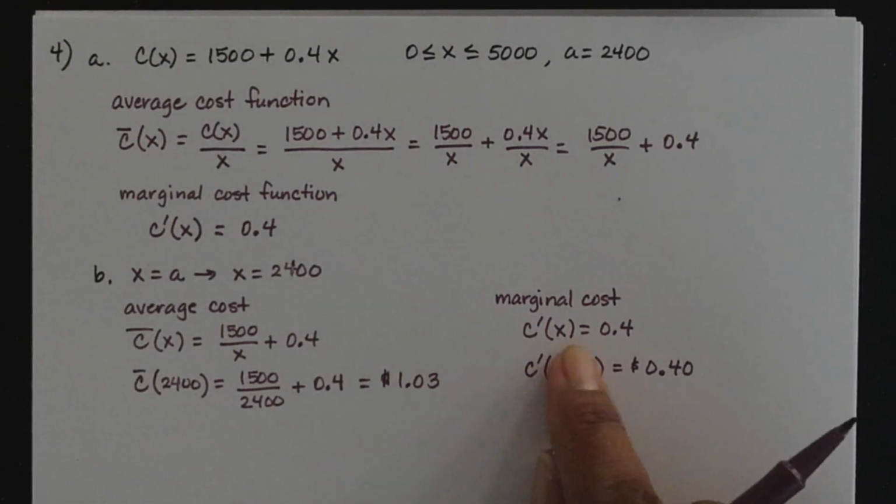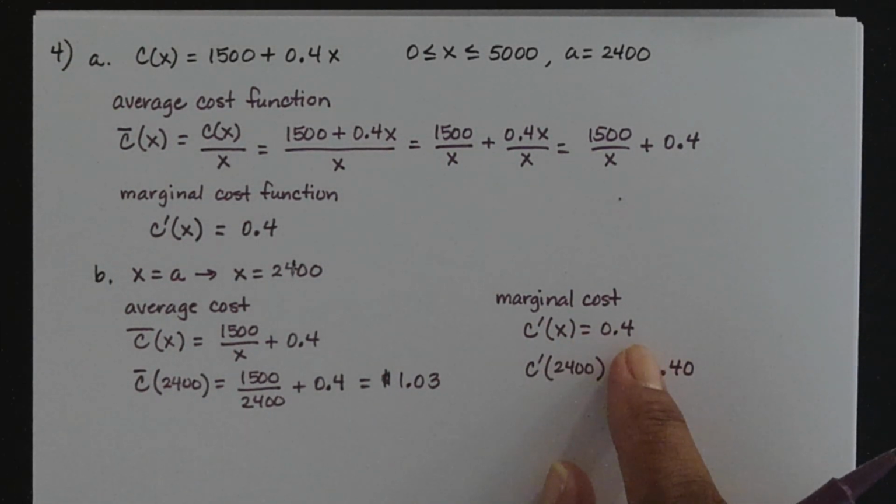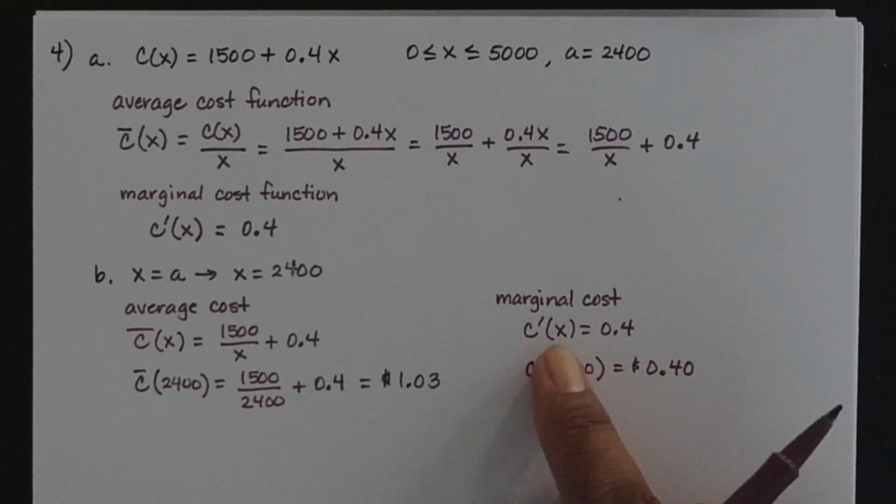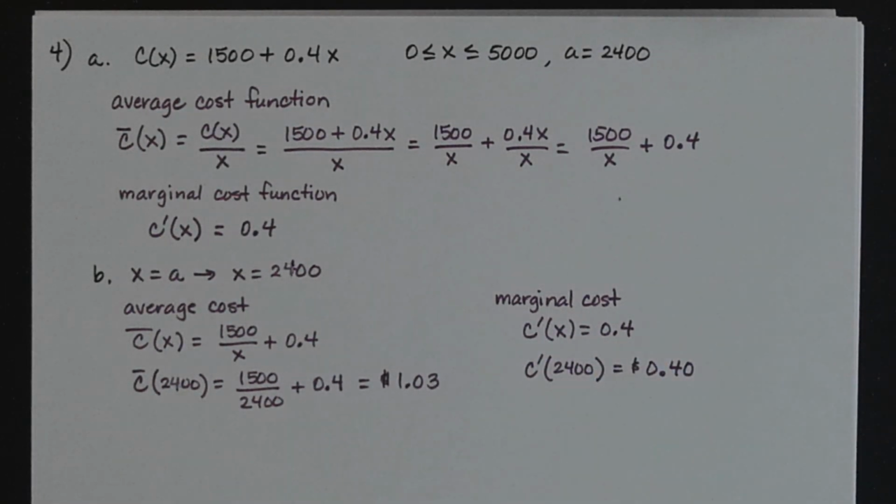And you have to think of this, if you were to graph this, it would have to be a straight horizontal line. Regardless of what x is, c prime of x will just be 0.4, because there's no variable there for you to substitute. So the marginal cost for 2,400 would be 0.4. So that's part B. Now part C is to interpret the values obtained in part B.